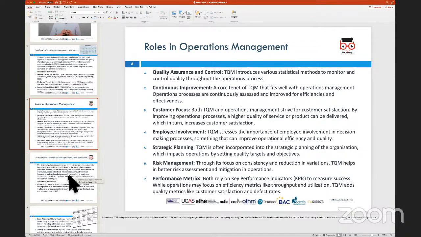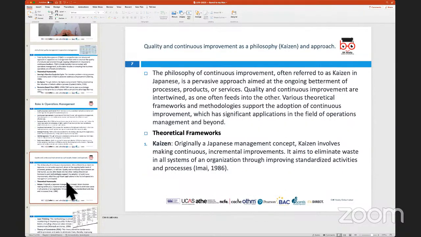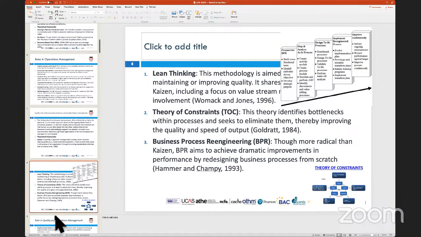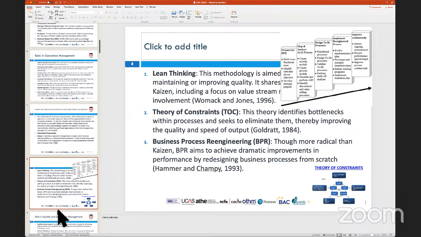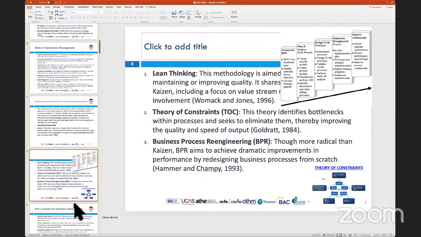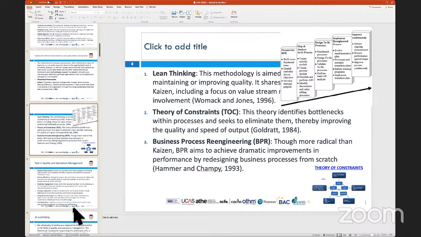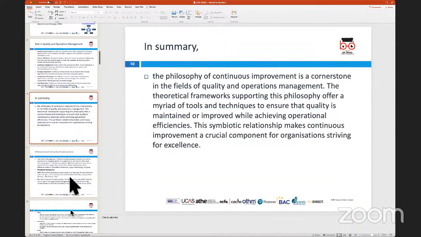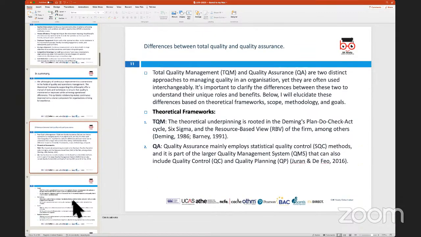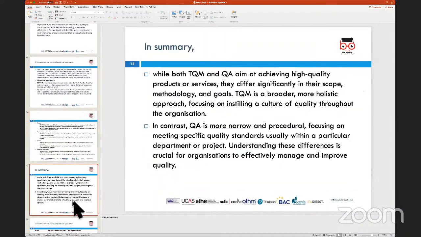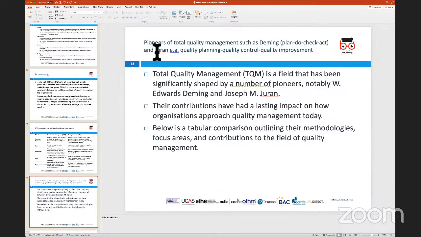So looking at some of these frameworks that we discussed yesterday, including Kaizen, lean management and lean thinking, theory of constraints, business process reengineering, business process management, BPM, and then business process management software, we are going to now look at putting some of these into practice: how companies and organizations actually use these concepts to improve quality and meet, for example, customer requirements.